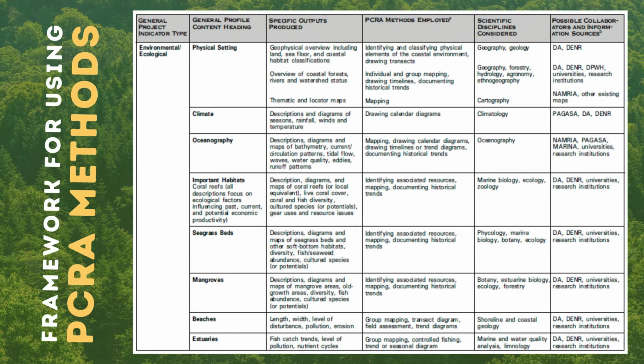And most of the government agencies involved could be the Department of Agriculture, the Department of Environment and Natural Resources, and the Department of Public Works and Highways, as well as the NAMRIA and other existing maps.